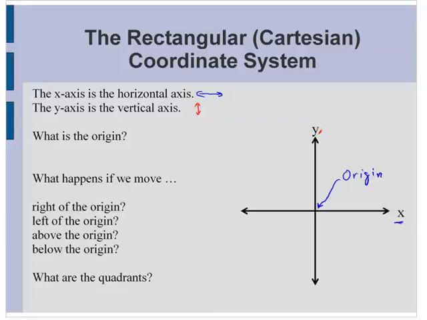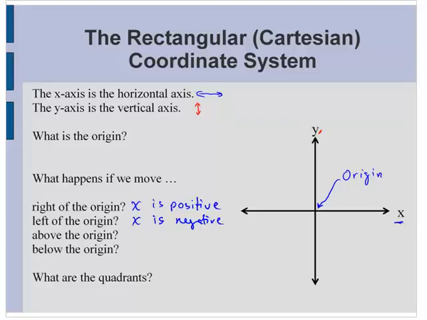Now, if we move to the right of the origin, we say that the x values are becoming larger. Okay, so the x values are becoming more positive. So if we move to the right of the origin, x is positive. If we move to the left of the origin, x is negative. Alright, so moving left and moving right, those are changes in x. As we move to the right, x becomes more positive. As we move to the left, x becomes more negative.